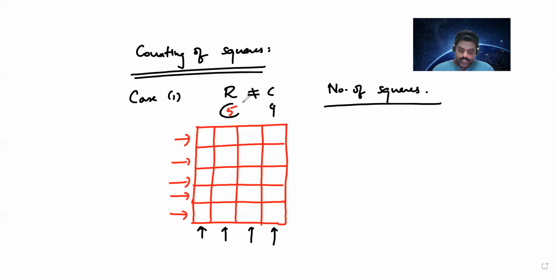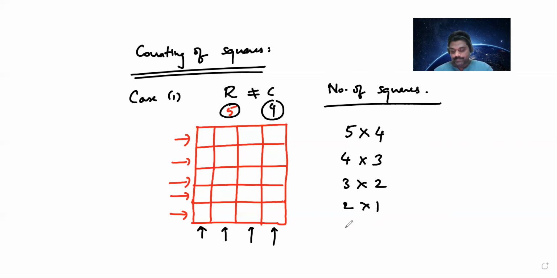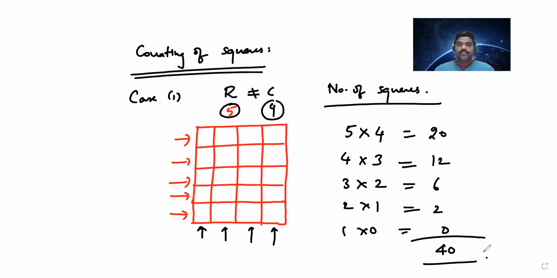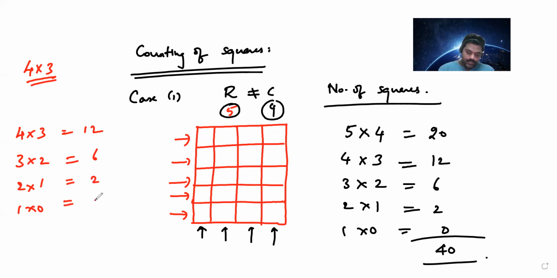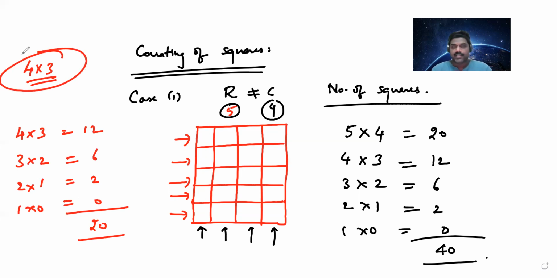Very simple. Start with the maximum number of rows and columns, 5 fours. Reduce each row and column by 1 till you get 0, and add all these results. So my number of squares would be 40. Right? In the same way, you can try for a 4 by 3 grid also. So if it is a 4 by 3 grid, what happens? 4 threes are, 3 twos are, 2 ones are, and 1 zeros: 12, 6, 2, 0. So the number of squares would be 20 if it was a 4 by 3 grid.